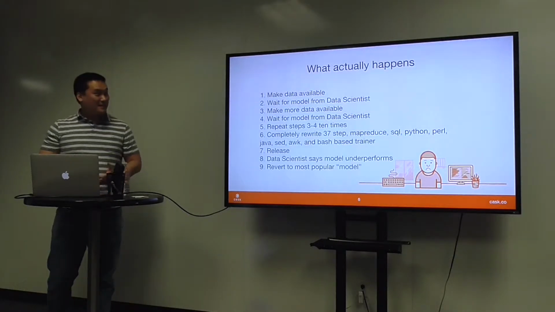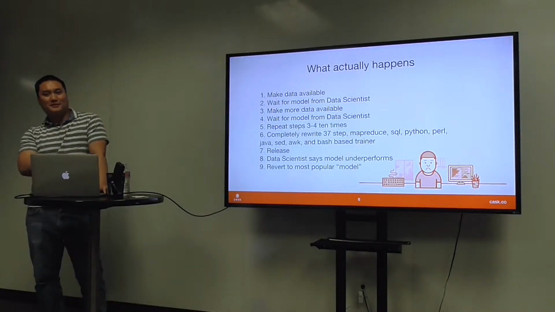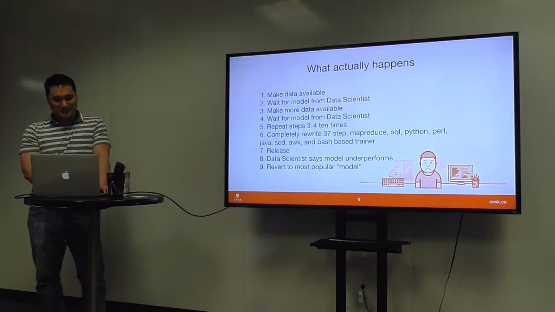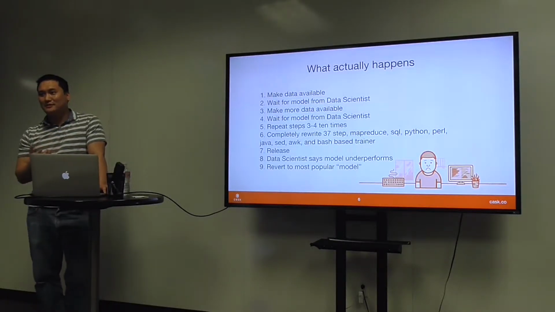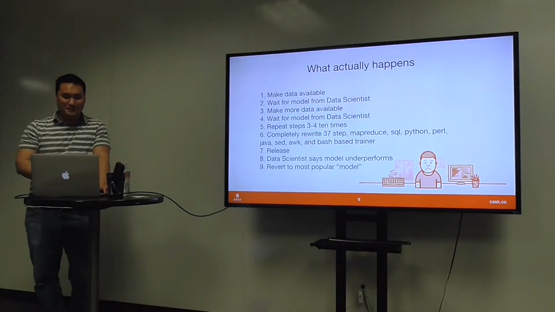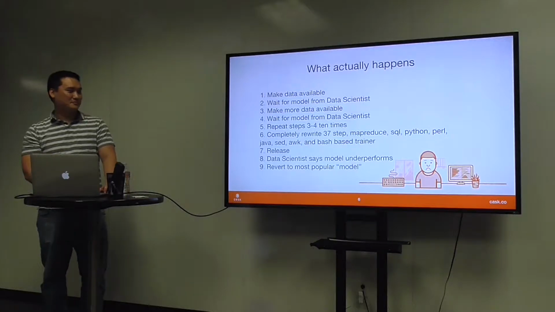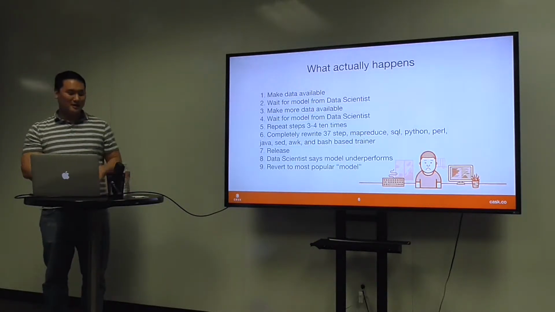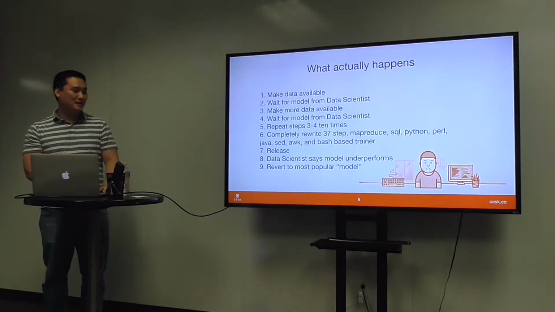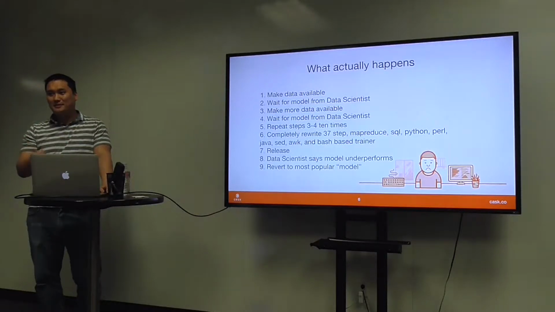But what actually happened was I made data available, and then waited for the data scientist. Then I made some more data available, waited again, and repeated this a bunch of times. By the time I got their model, it was 37 steps. There was one written in Python, one in Perl, one that had command line stuff with sed and awk, running through MapReduce streaming, running a MapReduce job, a whole bunch of stuff. And then it was up to us to make that ready to run in production. Basically, we had to completely rewrite stuff, understand exactly what was happening in each part.